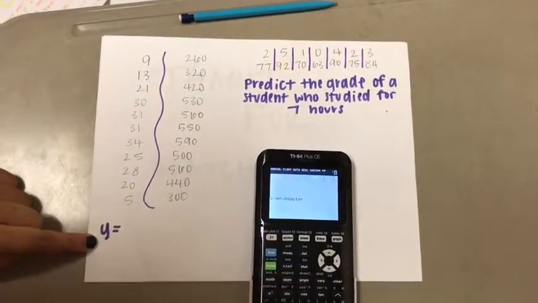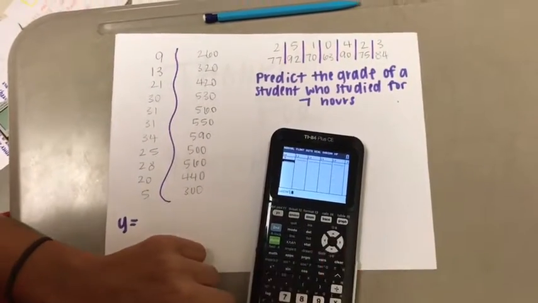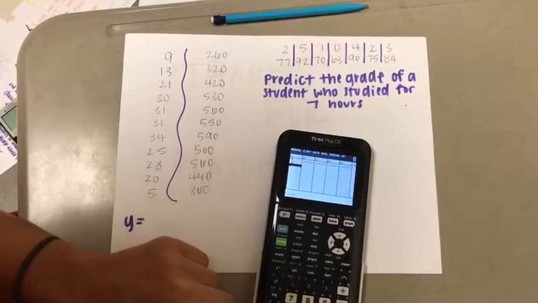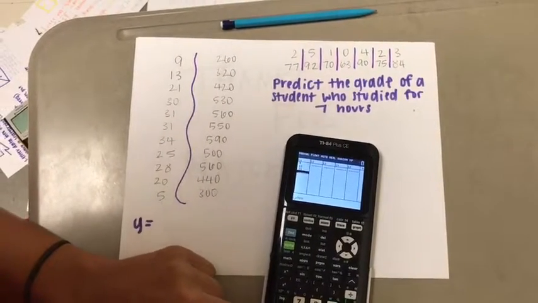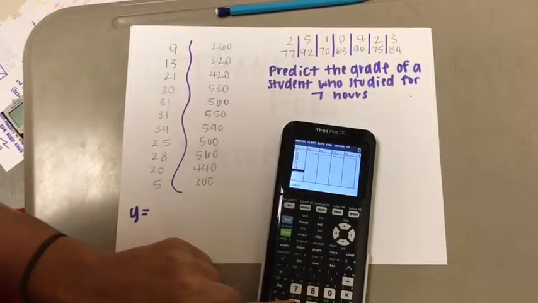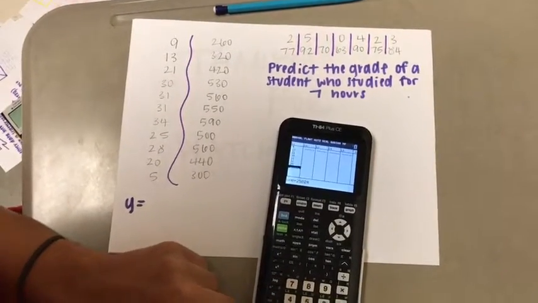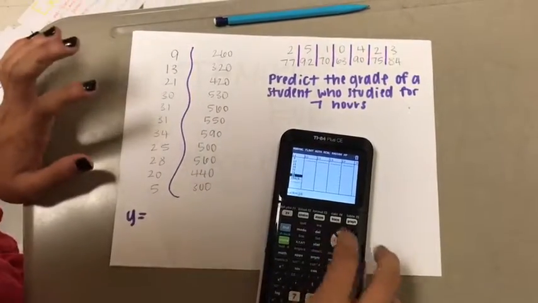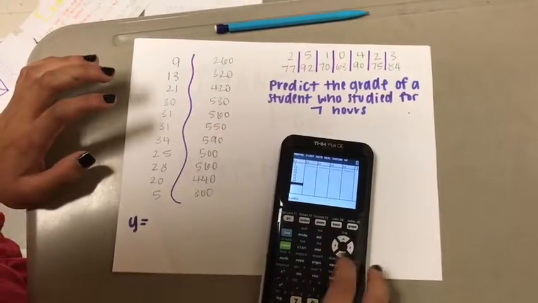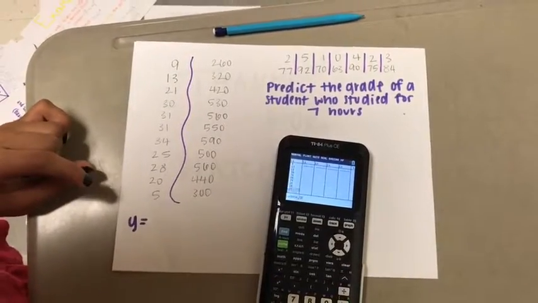So we're going to go to Stat, Enter, and then we're going to plug in our points. So 9, 13, 21, 30, 31, 31, 34, 25, 28, 20. Oh goodness, okay, one second. 25, 28, 20, and 5.